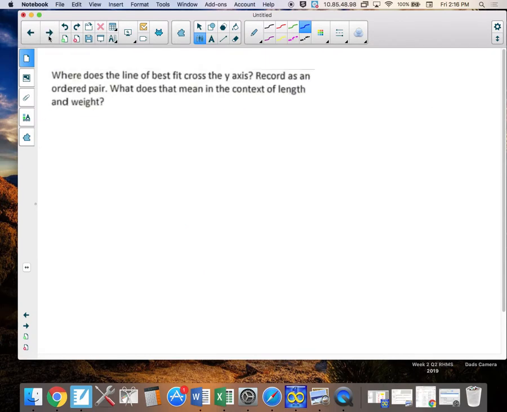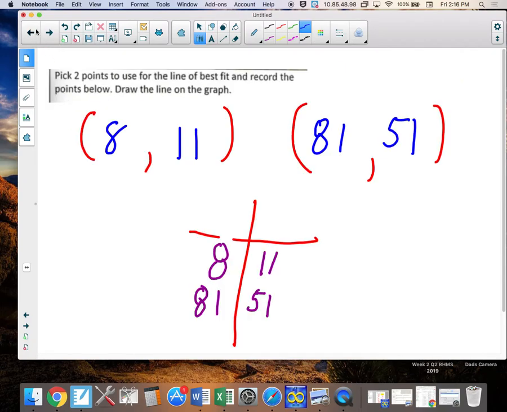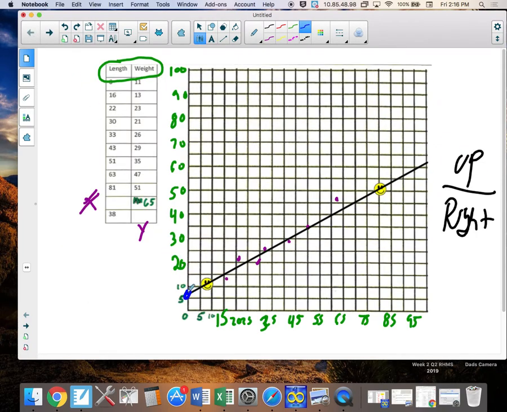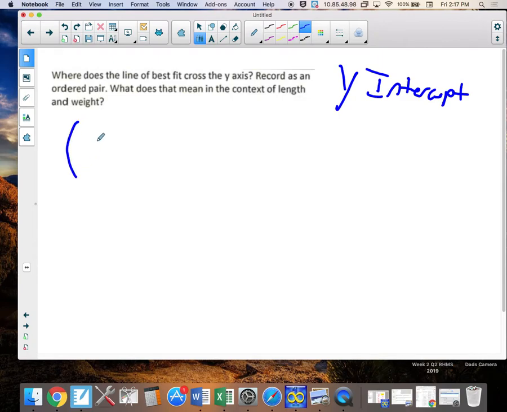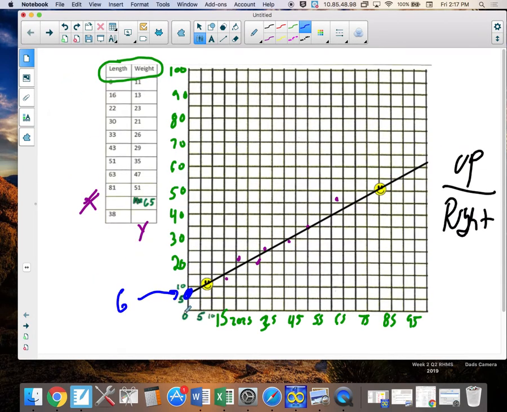Question number 3 asks us to estimate where the line crosses the y-axis. So this is asking for our y-intercept. So we go back, we look at our line, it crosses our y-axis right here. I'm going to estimate that to be just about 6. Record it as an ordered pair. So as an ordered pair, the y-intercept is 0, 6. Looking at our graph, 0 on the x-axis, but 6 on the y-axis.